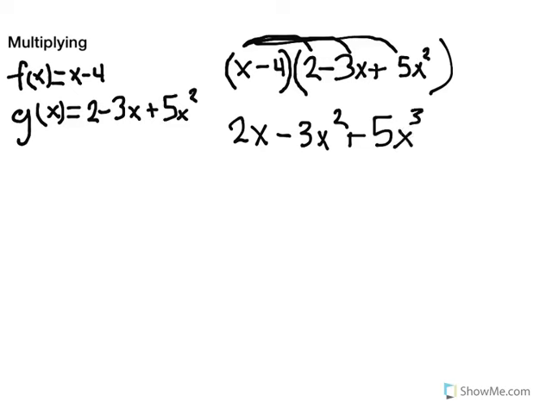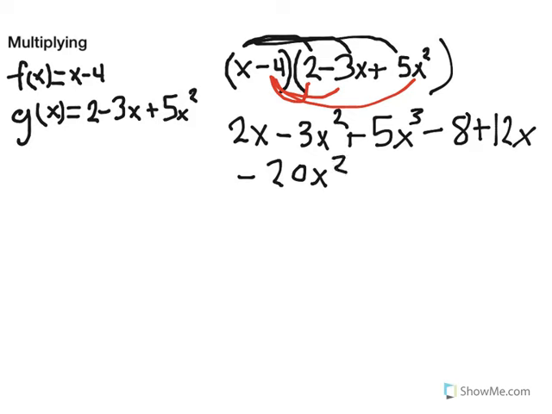5x cubed. Then you want to multiply the 4 out, so it'll be negative 4 times 2, which is negative 8. Then you want to multiply negative 4 by negative 3x, which is plus 12x. Then want to multiply negative 4 by 5x squared, which is going to be negative 20x squared. Then you want to combine like terms and simplify it.